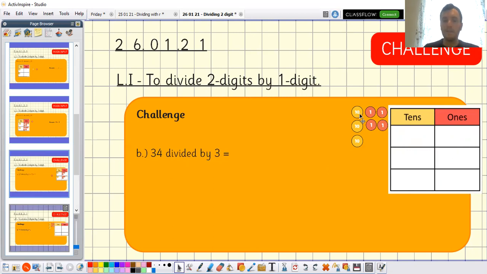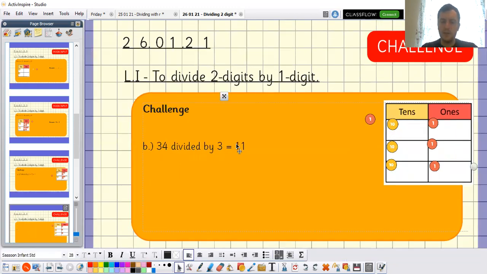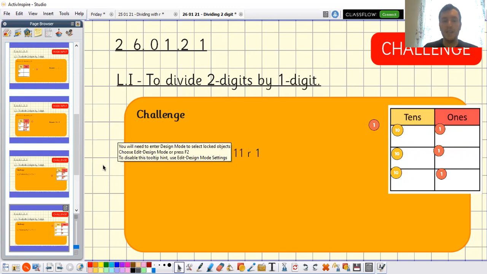Let's look at that one together then. I'm going to start with my 10s. I'm sharing them across those 3 groups. There's 1 10 in each group. Now I do my 1s. 1 1 there, another 1 there, another 1 there, and I have 1 left over. So my answer for this one is 1 10 and 1 1. That makes 11. What's my remainder? I've got 1 left over, so my remainder must be 1. Our answer is 11, remainder 1.